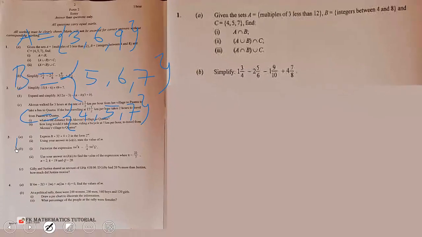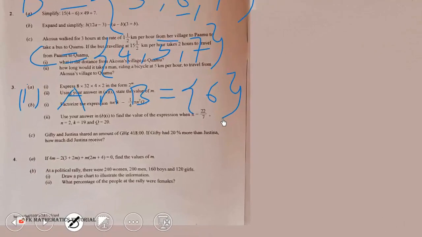The first part says that we should find A intersection B. A intersection B are the elements common to set A and B. So looking at set A, the elements common are these. So we have only one element that is common to set A and set B. Then the second part, we have to find A union B intersection C.